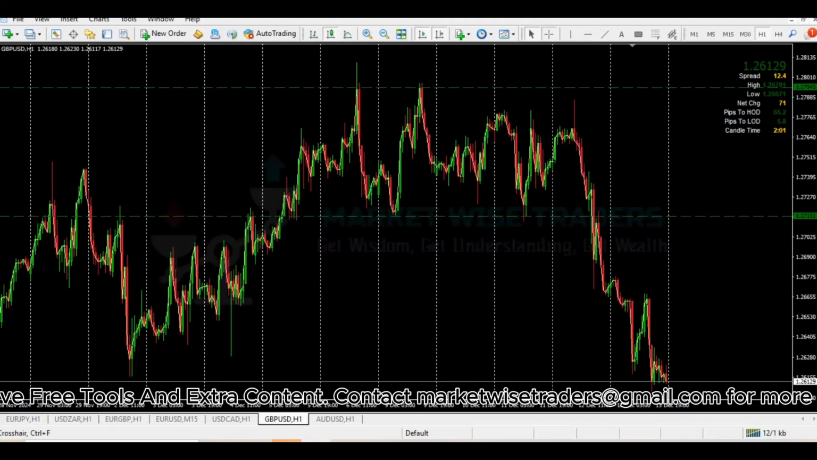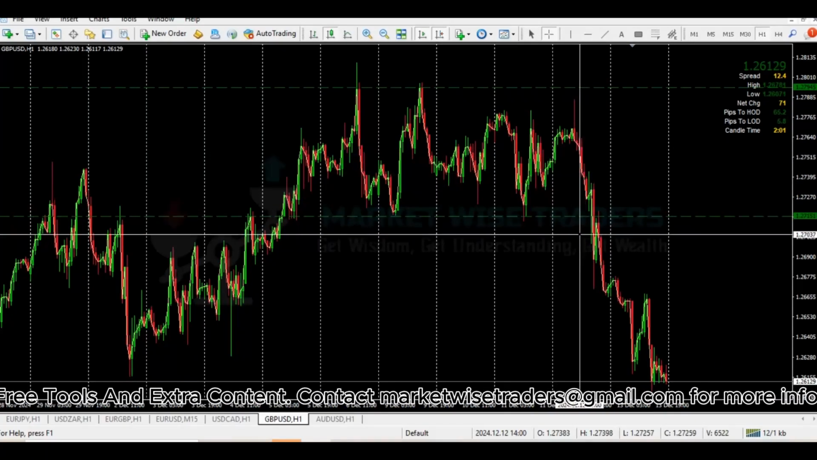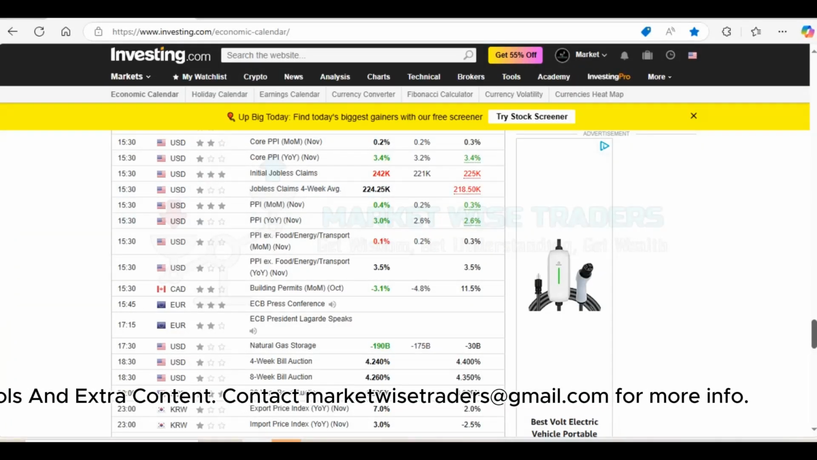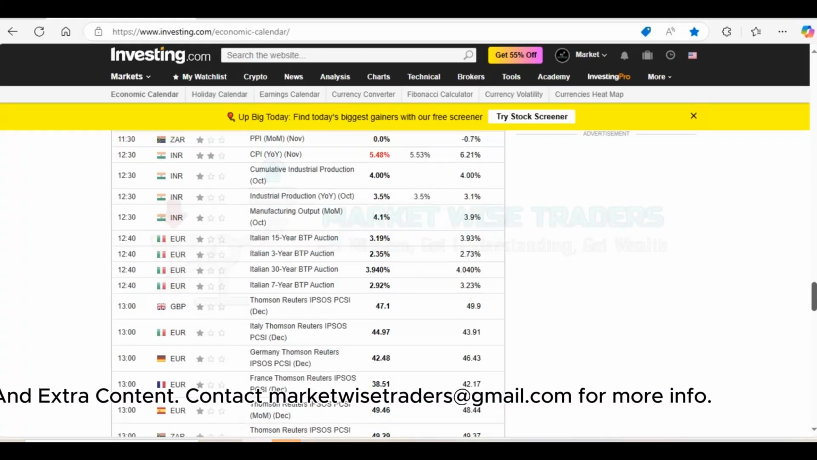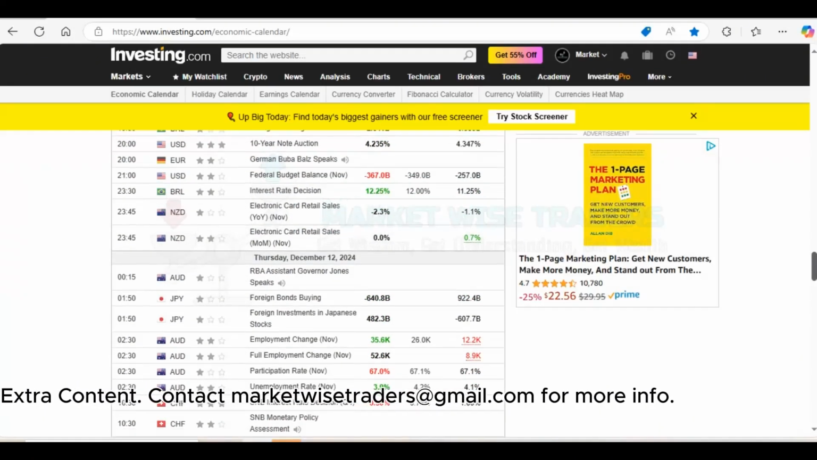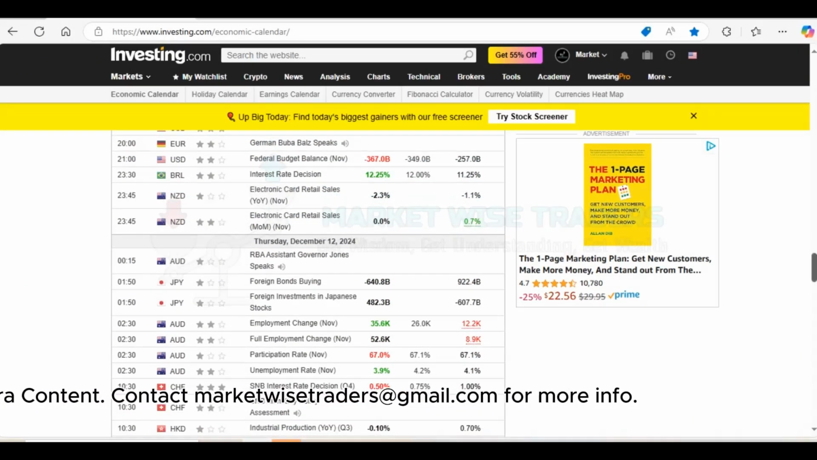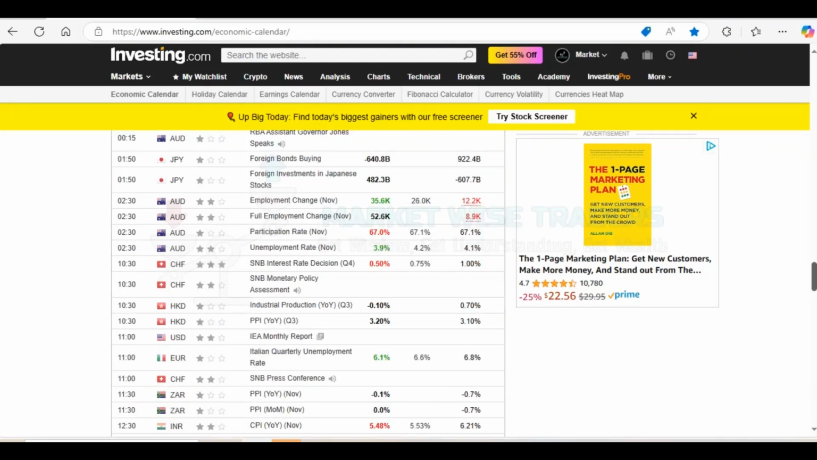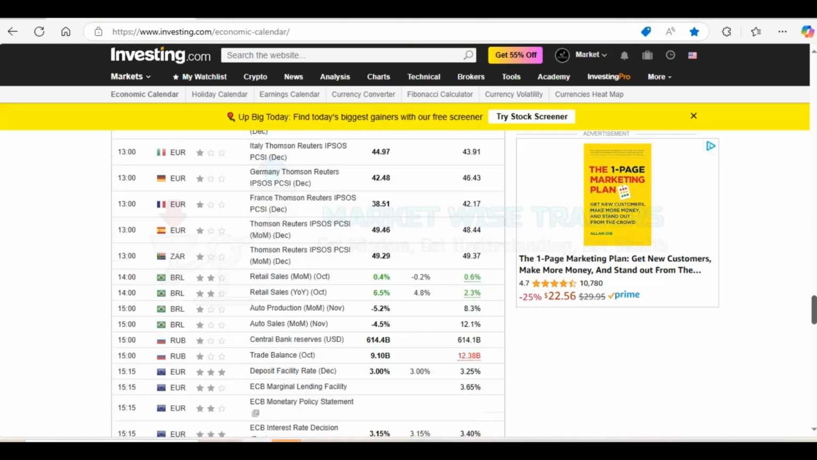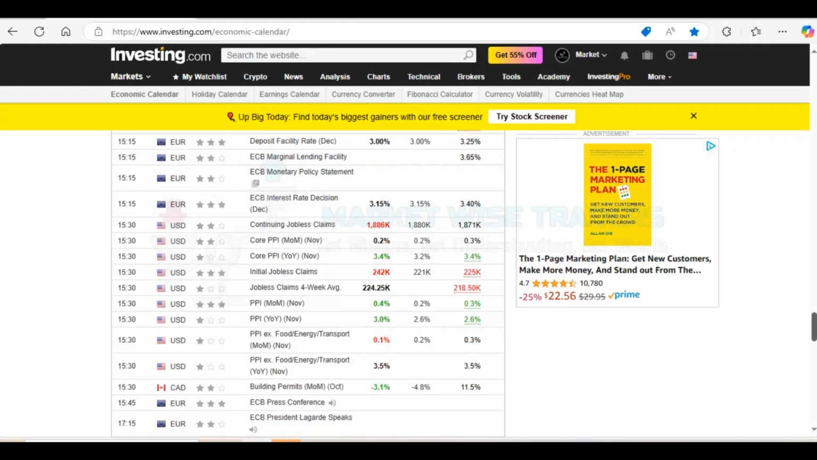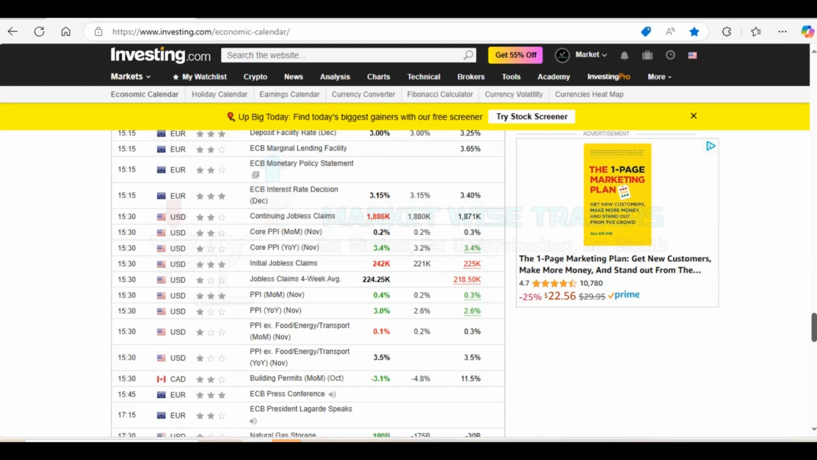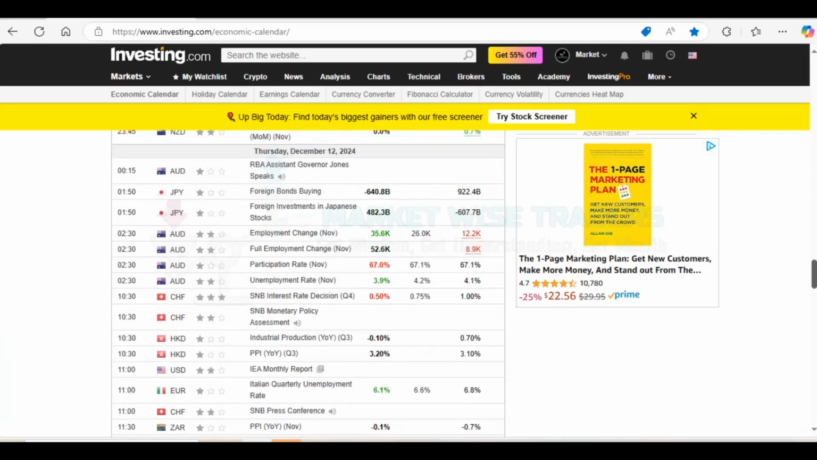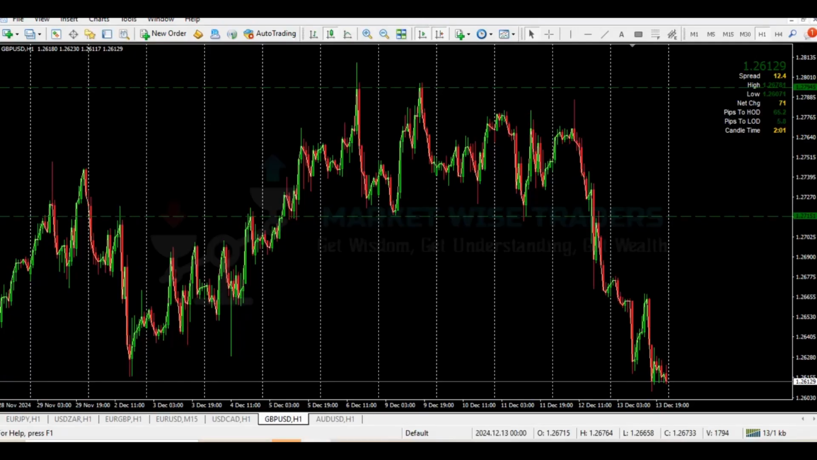Let's just see what happened here. Let's see if the news did anything on Thursday. Was there any news for cable on Thursday, anything for pound or for dollar? Maybe there was something for dollar. I remember the Swiss interest rate decision, then Euro later on. Dollar at 3:30, initial jobless claims. Let's have a look if there was anything around 3:30.